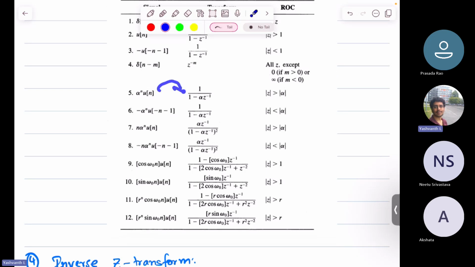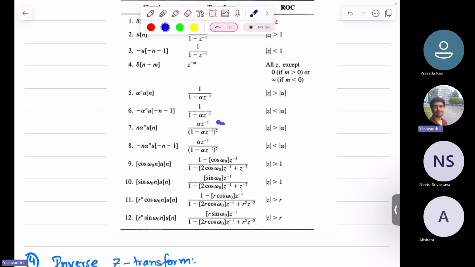Its Laplace is 1 by 1 minus alpha z inverse with your ROC mod z greater than mod alpha. Similarly, you have 6 as a counterpart for 5, with just the ROC being different. Similarly, now you have 7 and 8. You just multiply n on both sides for 5 and 6. You multiply n to equations 5 and 6, you get 7 and 8.